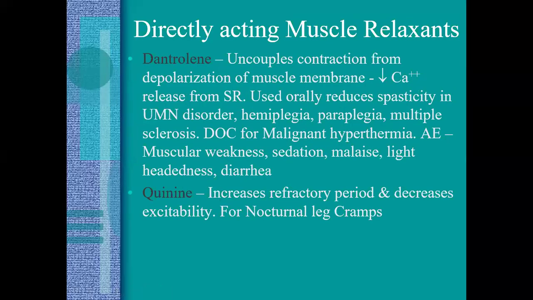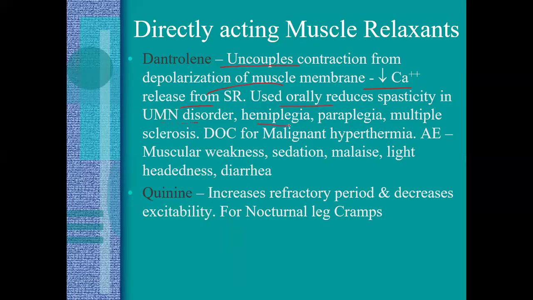Talking about the other group that acts directly on the muscle fiber, we have two broad categories of drugs. One is dantrolene, the other one is quinine. Dantrolene is a drug that uncouples contraction from depolarization of the muscle membrane. How does it do that? It decreases calcium release from the sarcoplasmic reticulum. When used orally, it could reduce spasticity in upper motor neuron disorder.